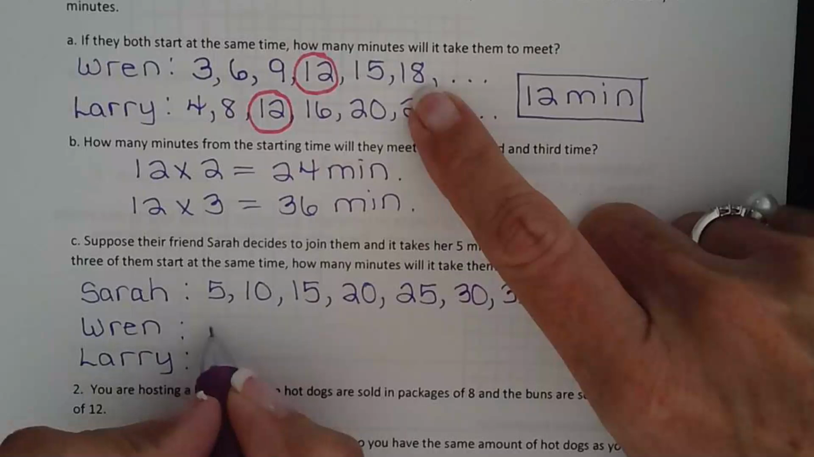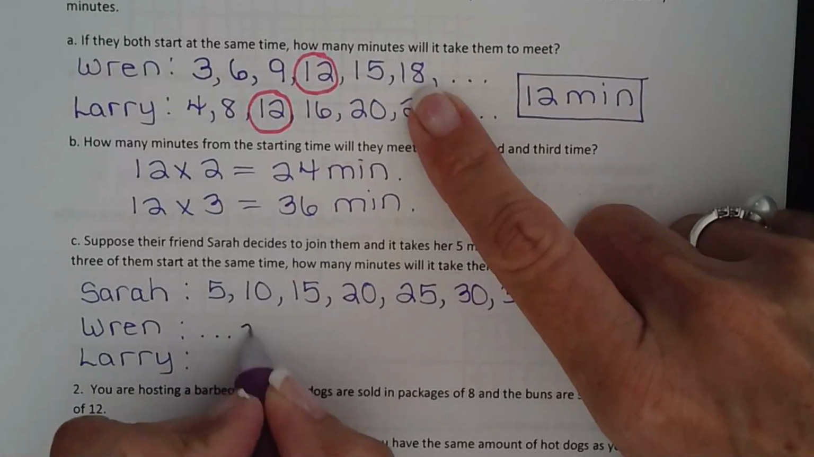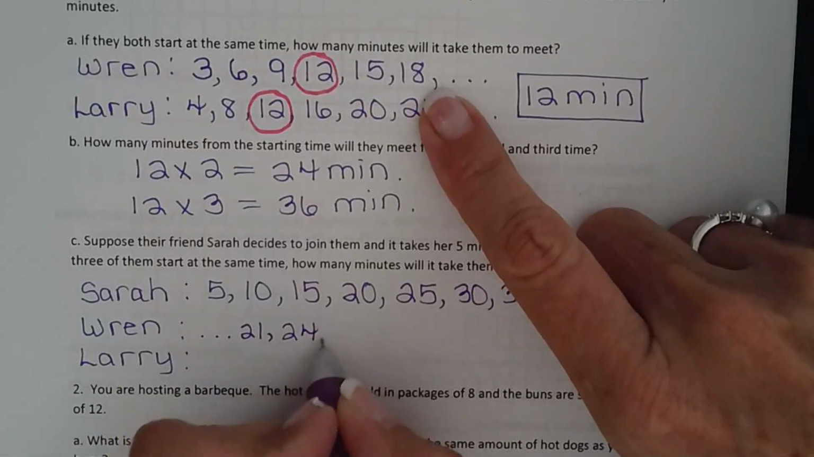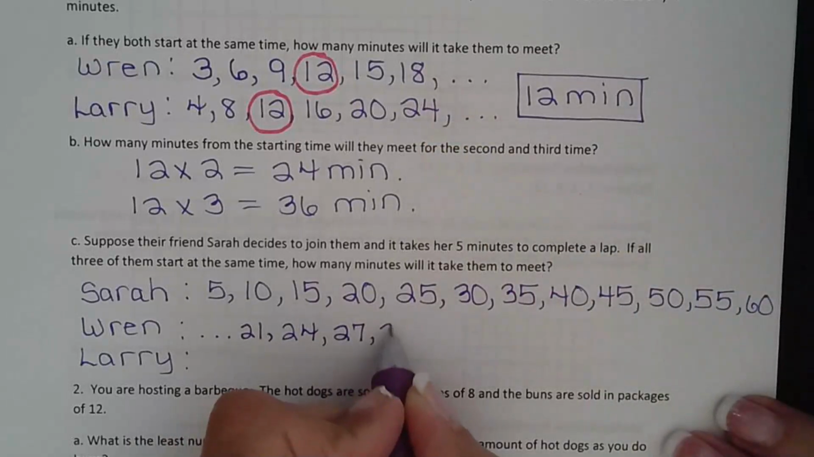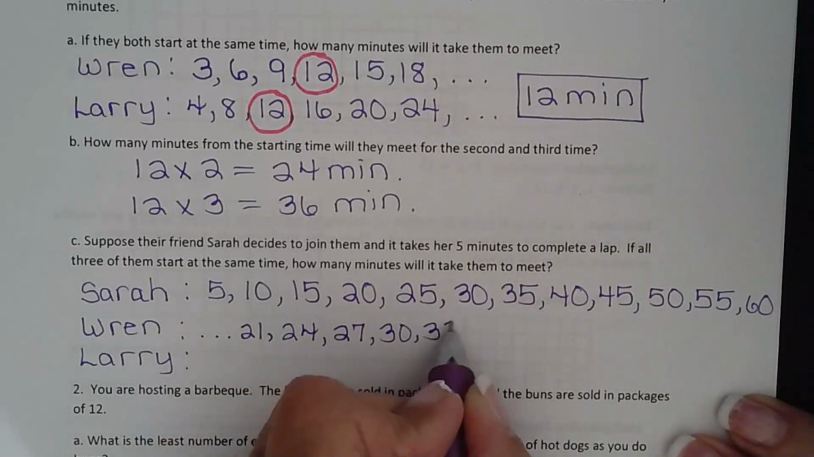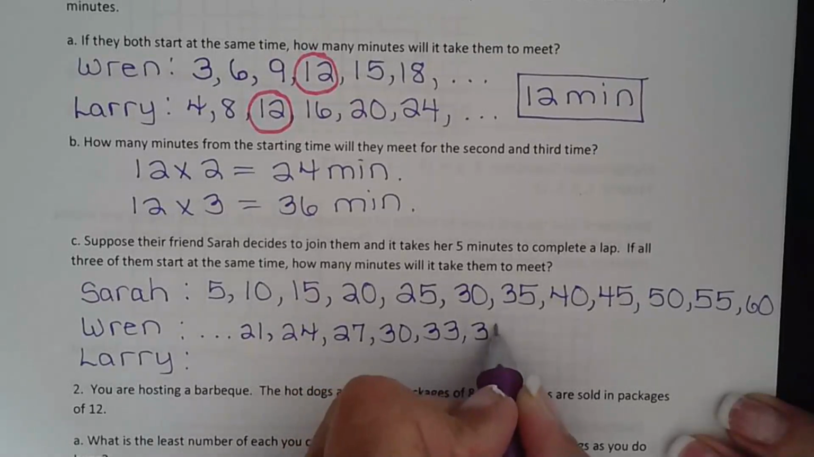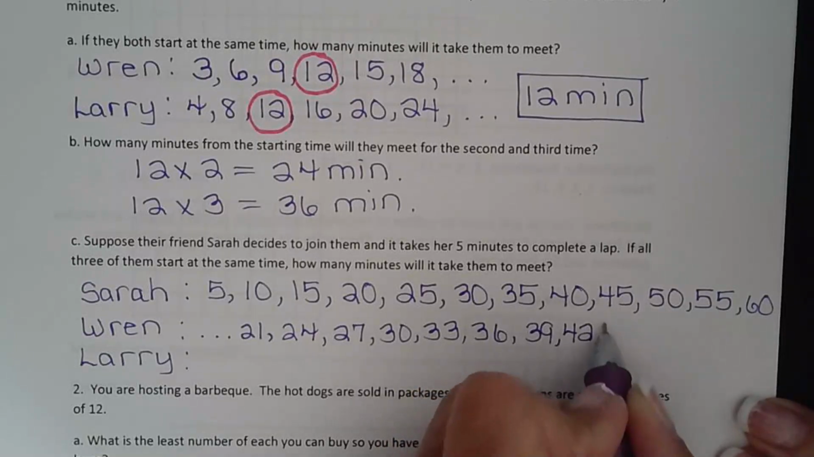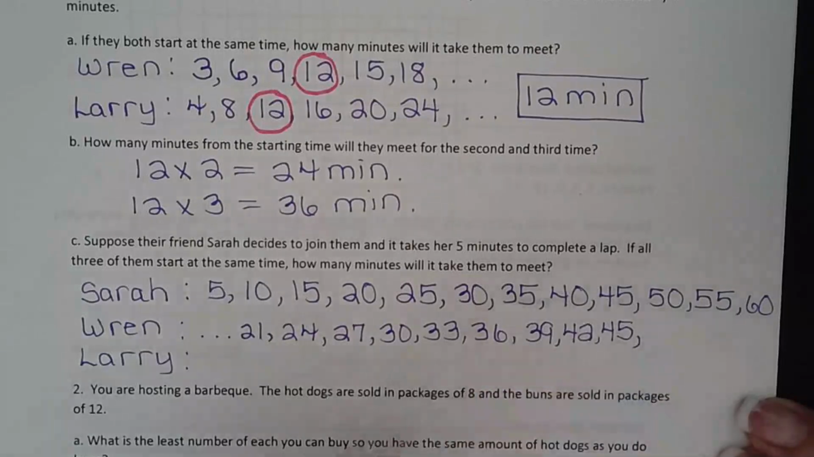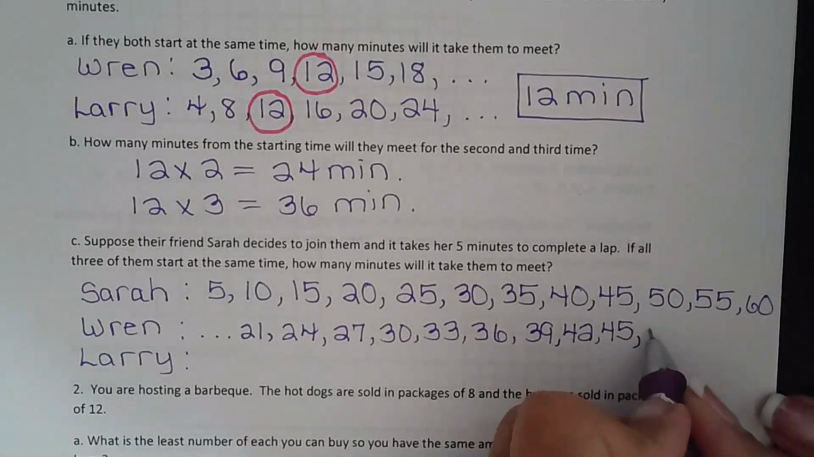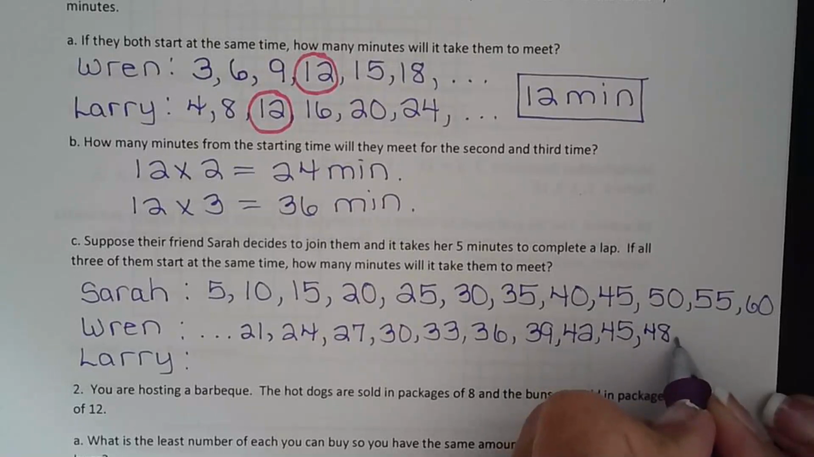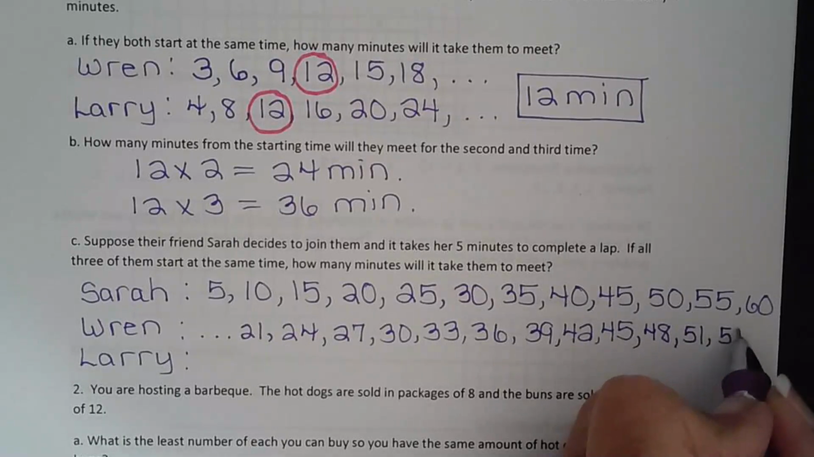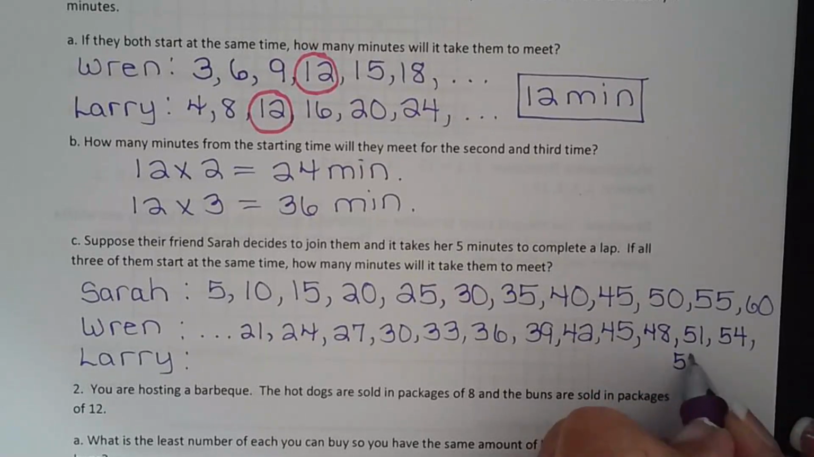So add 3 to Ren, and we get 21. Add 3 more, 24, 27, 30, 33, 36, 39, 42, 45, 48, 51, 54, 57, 60.